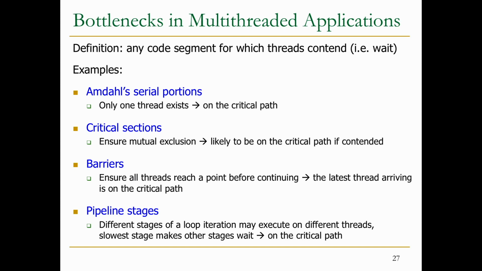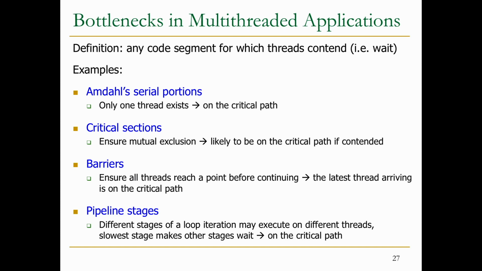Okay, now we're going to generalize the idea to different bottlenecks in multi-threaded applications. So what is the generalization? Basically, now we're going to think about a bottleneck as any code segment for which the threads contend. In other words, wait. So we're not only going to generalize the idea, we're also going to refine it, because we actually want to not accelerate things that the threads are not contending.